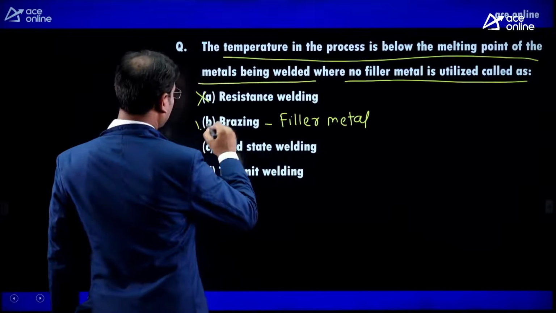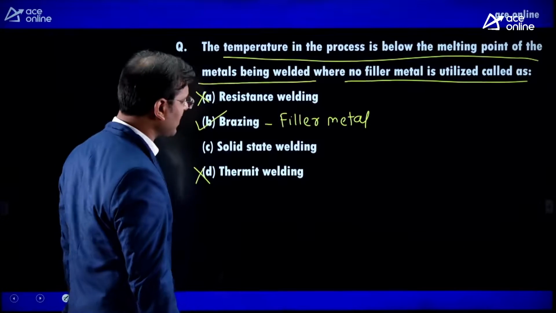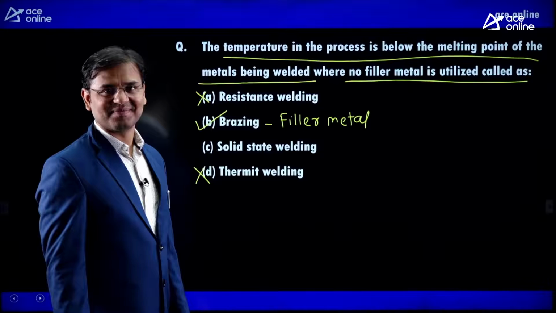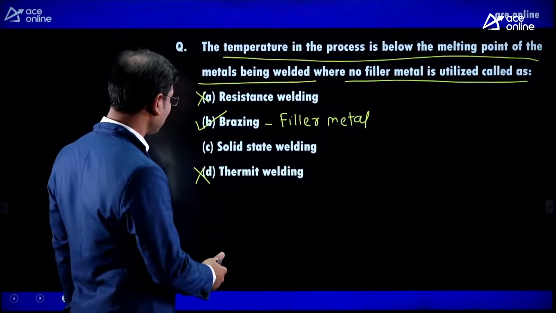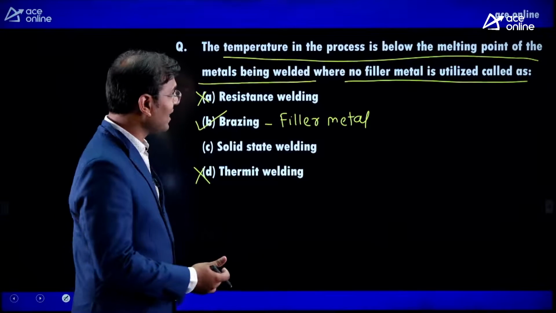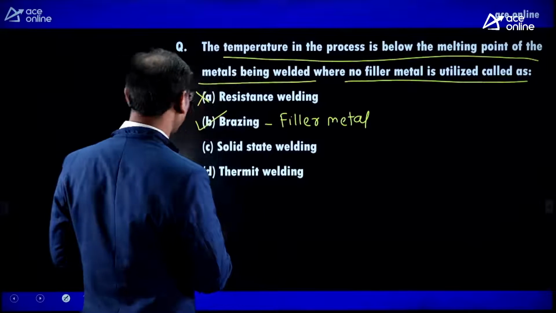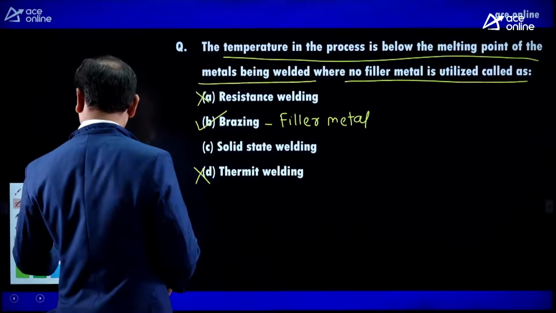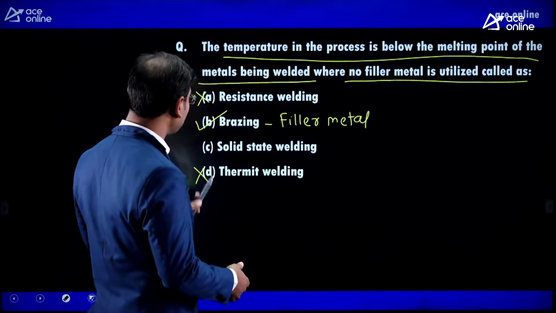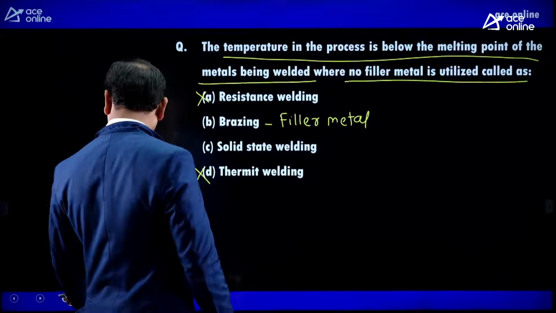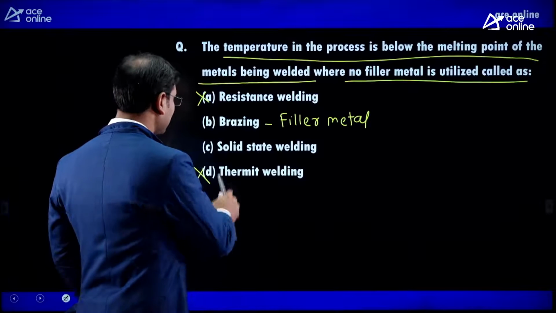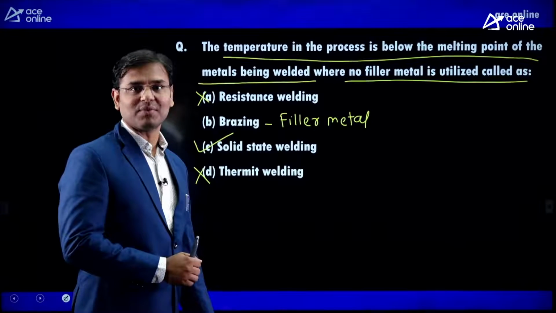In brazing we require filler metal. Okay, then in solid state welding we are not going to use filler metal. But what is the correct answer? Where no filler metal is utilized. If it is given where filler metal is utilized, then I can give the answer brazing. But where no filler metal is utilized, then the correct answer is solid state welding.